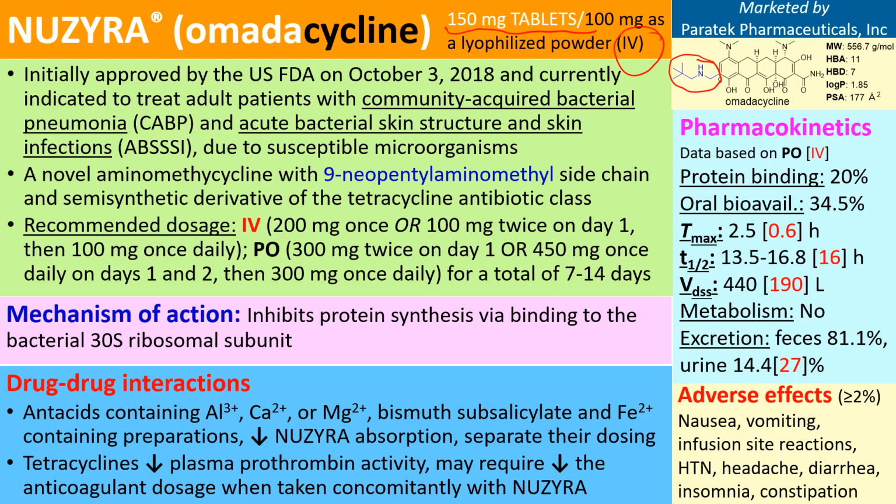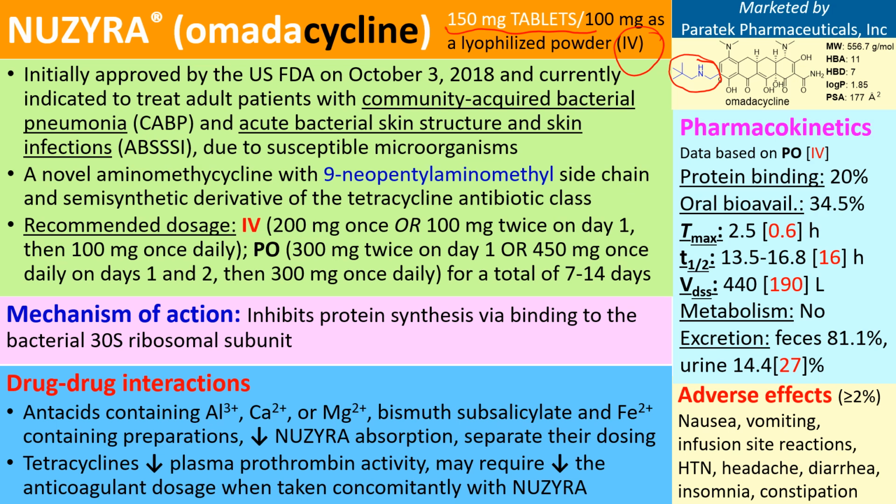Recommended dosage for IV dosing starts with 200 mg once or 100 mg twice on day 1, then 100 mg once daily. For oral dosing, start with 300 mg twice on day 1 or 450 mg once daily on days 1 and 2, then 300 mg once daily for a total of 7 to 14 days.